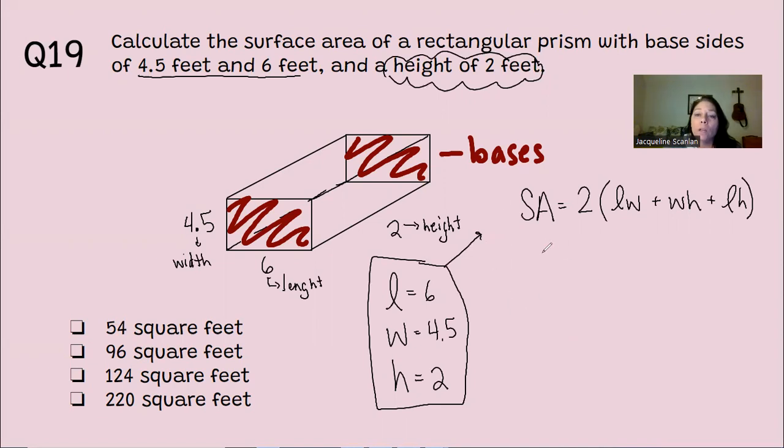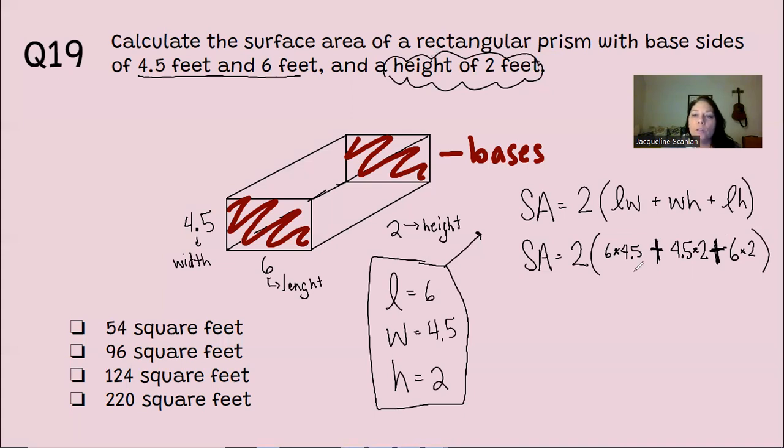So this is how it goes. My surface area is equal to 2 times my length times my width. My length is 6, my width is 4.5, plus my width times my height. My width is 4.5. My height is 2. Maybe I'll use the times sign in here. Might make it a little easier. There's too many dots. And then my length times my height. My length is 6. My height is 2. Okay, so I'm going to do what's inside the parentheses first. So I'm going to do these multiplications.